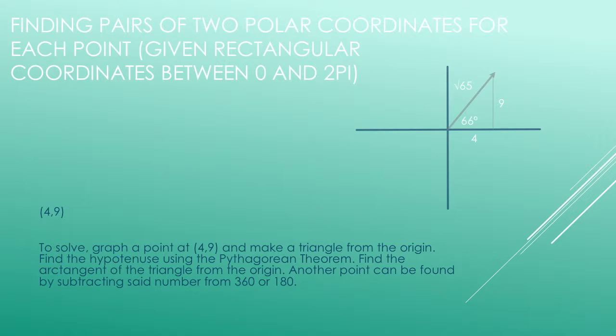And unfortunately, I realized when making this that I forgot to change the answers. So it says that the answers are the square root of 65 and 67 degrees, but that's supposed to say 66 degrees. And then the second answer, after we subtract 66 from 360, will give us the square root of 65 and 294 degrees. So really simple to do, really easy actually. You just plug a couple things in your calculator and do a little graphing, and then you have your answer.